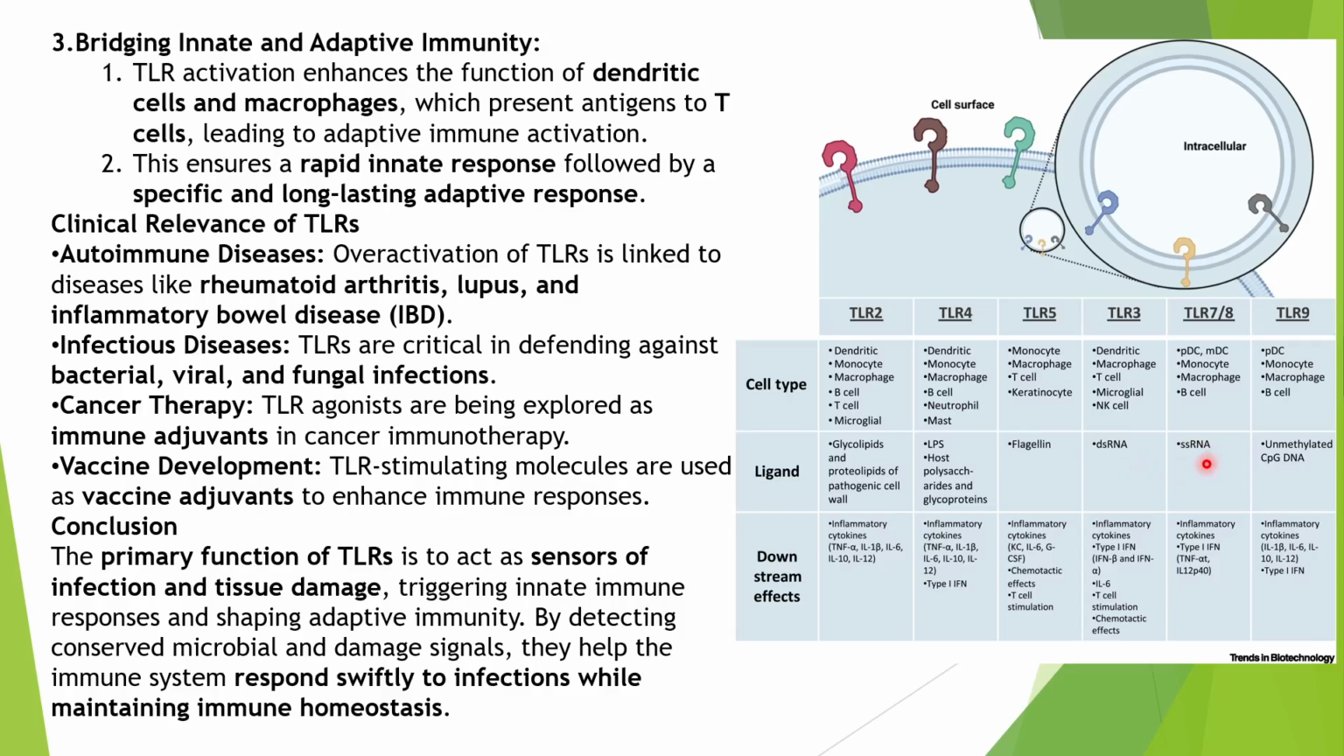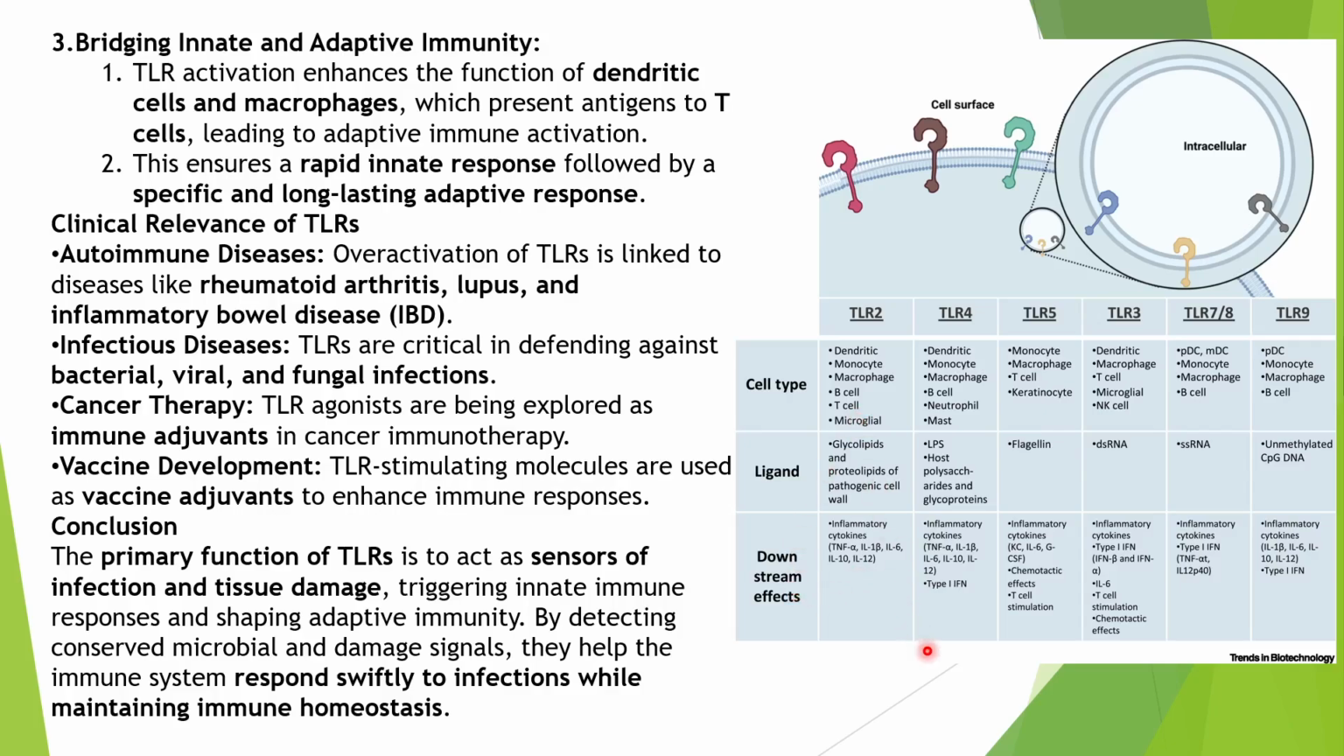7 and 8 are your ssRNA. And then for 9 it is unmethylated CpG-DNA. So depending on whether it attacks bacteria, viruses or other pathogens, the TLR present on it will be activated by different ligands.